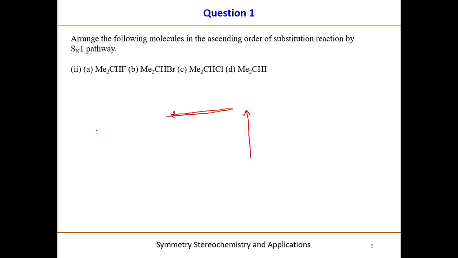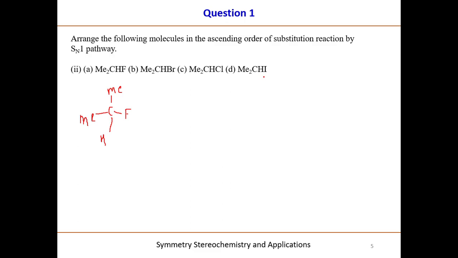Okay, so when I write here, all the molecules have a similar structure. CMe twice is similar in all the cases: methyl, methyl, hydrogen, and the halogen is fluorine, bromine, chlorine, iodine. So fluorine is the most basic one. As I told you, from top to bottom, the basicity decreases. So fluorine has the highest basicity among these halogens, and iodine has the lowest nucleophilicity or basicity.